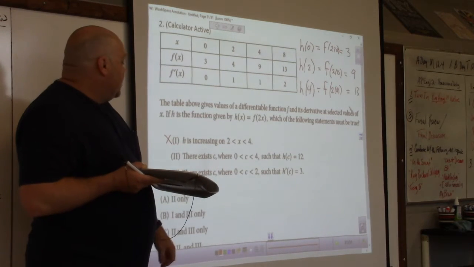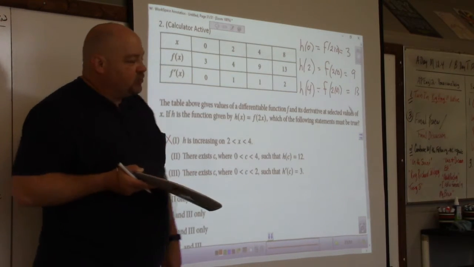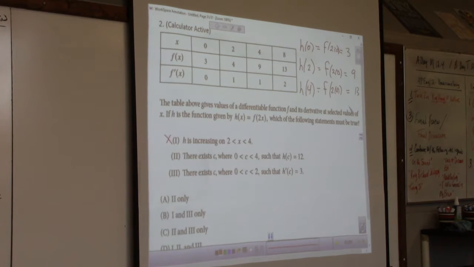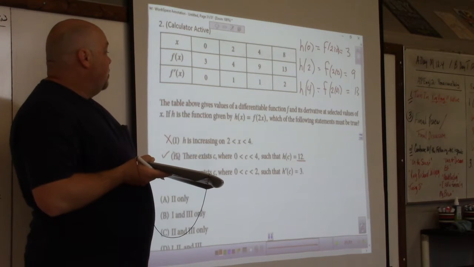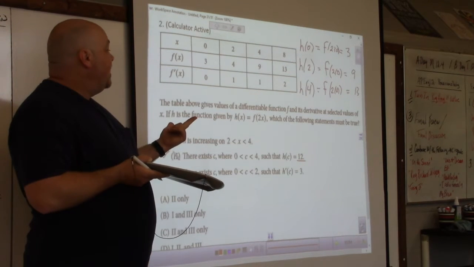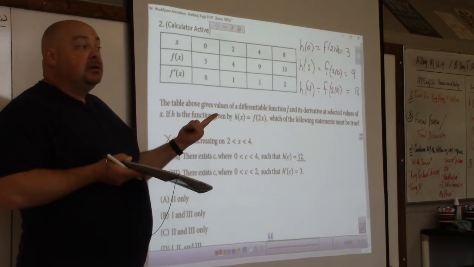All right, so right here, there exists a value c on the interval from 0 to 4 such that h of c equals 12. True or false? Okay, if we're going from 0 to 4, we're going from 3 to 13. What do we know happens when we go from 3 to 13? Somewhere in there, we're going to pass 12, right? What would you have to know to be guaranteed that you're going to hit every value in between there and there? Intermediate value theorem, which means what's the qualifier for the intermediate value theorem? It's got to be continuous.